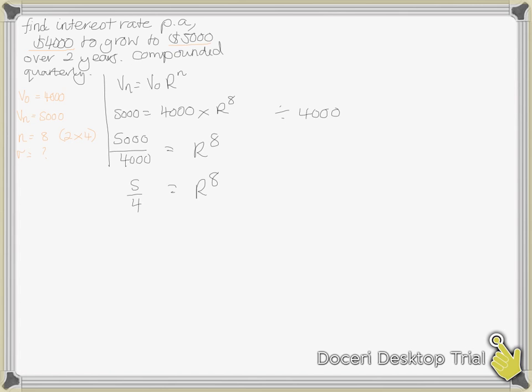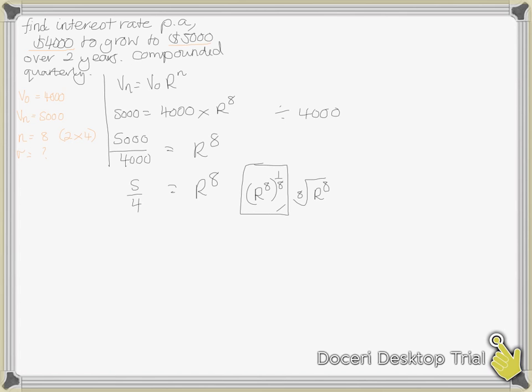Now we can do it as 5 over 4, which is r^8. You can also do that as a decimal. It's up to you, whichever is going to be easier for you. Now we need to get r by itself. There are 2 ways you can do this. You can either raise it to the reciprocal of the power, or you have to do an eighth root. We're going to look at this one first, because it's probably the easiest.